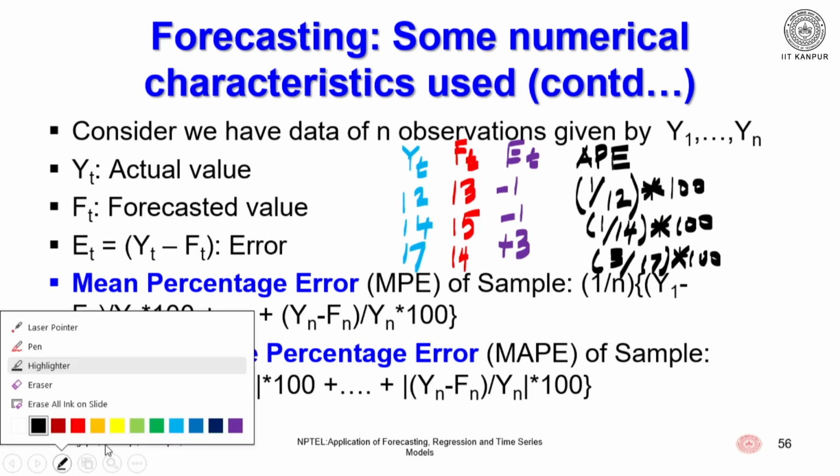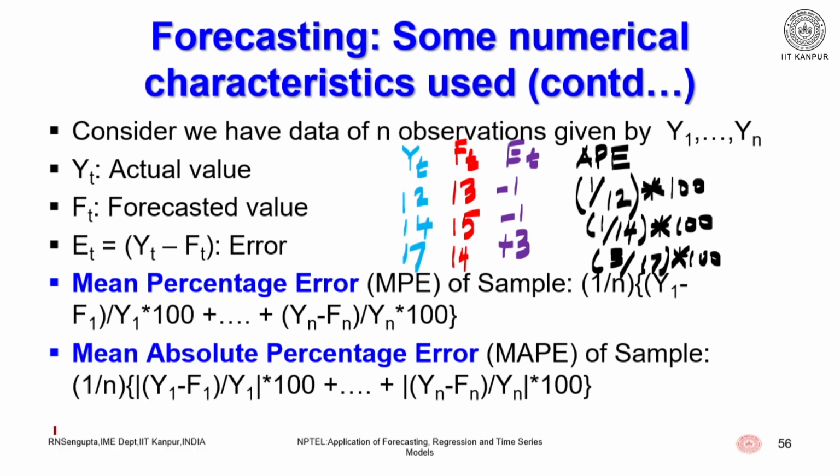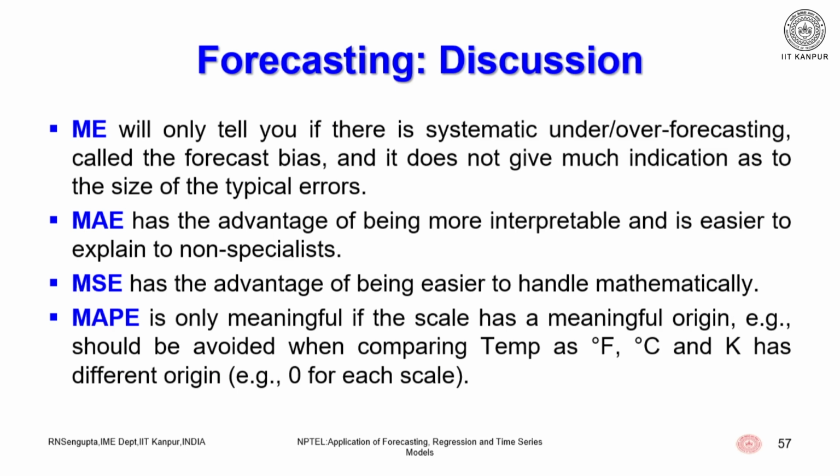So, when I take the mean absolute percentage error, I add up all of them, and this 1 by n is equal to 1 by 3, because 3 is the number of readings which you have. Remember, I am repeating time and again, in the denominator is the actual value y with the corresponding suffix. Now, what further discussions about these different types of metrics?